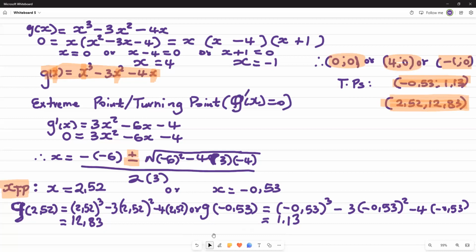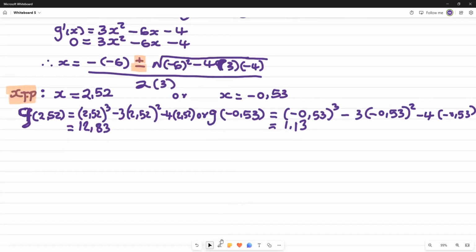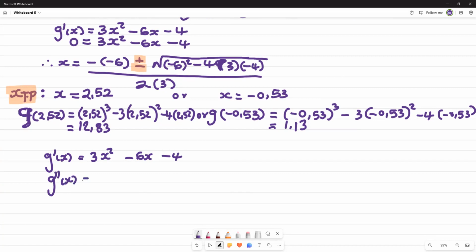We need to find the point of inflection now. Remember the point of inflection? You do the second derivative. To get the second derivative, you must have the first derivative first. Remember our first derivative was 3x squared minus 6x minus 4. So when I differentiate that, I'll put 2 lines there to show that I'm doing the derivative of a derivative. Oh, sorry, I forgot to show that we're doing the point of inflection.